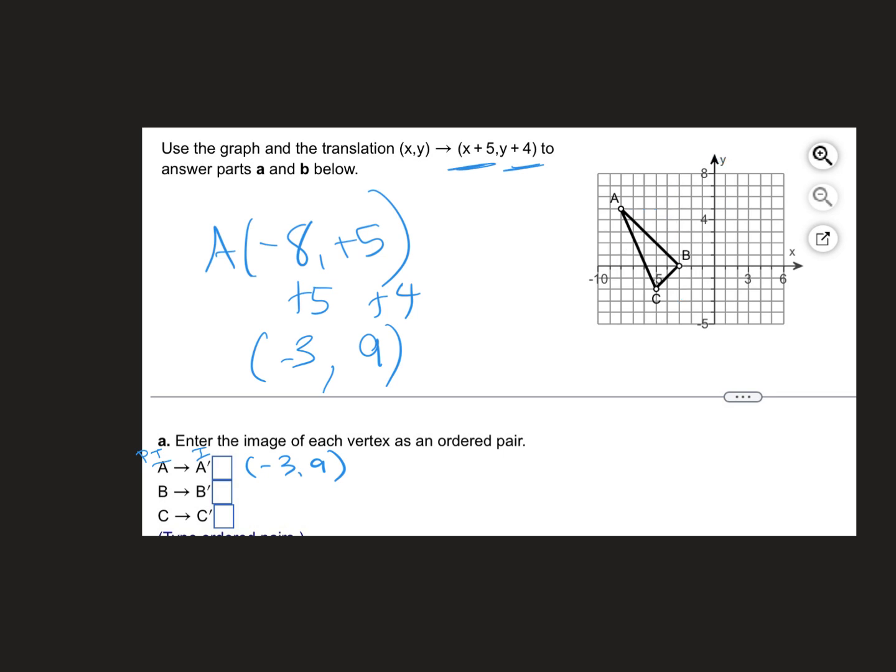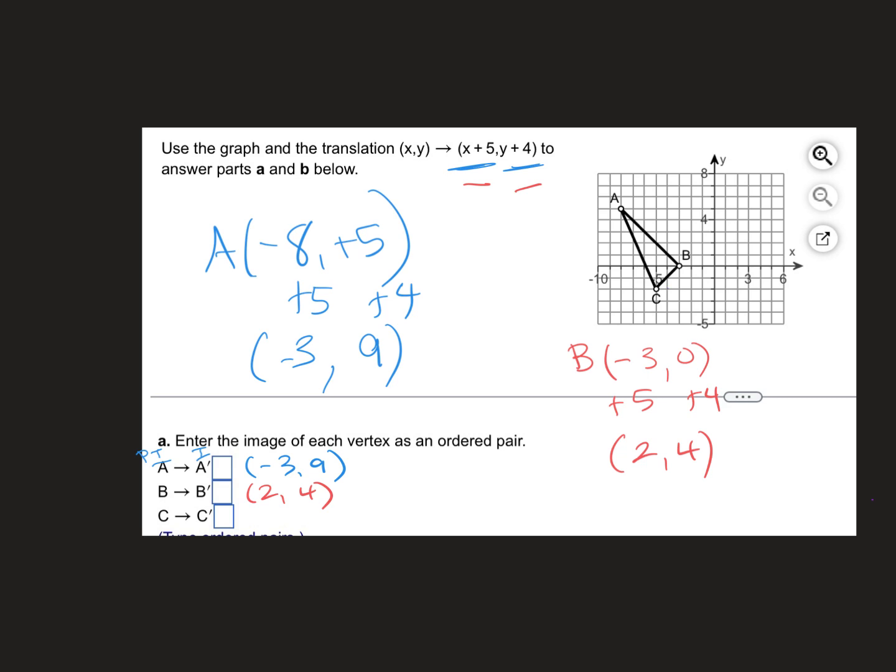All right, now we're going to do B. I'm going to do the same thing. I'm moving over 1, 2, 3, 4, 5 and going up 1, 2, 3, 4. So that was over 5, up 4, and that ends me right here at 2, 4. We can double check. B starts at -3, 0. Let's add 5, add 4. -3 plus 5 is 2. 0 plus 4 is 4. 2, 4. I get the same answer. Wahoo.